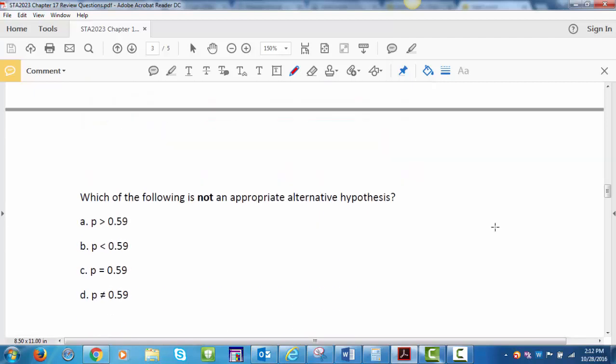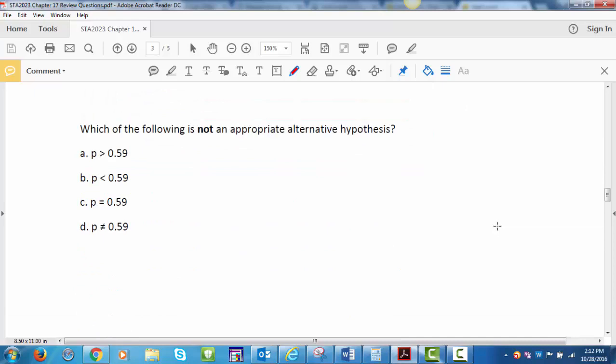Okay, let's take a look at some problems that you might see in your homework. Which of the following is not an appropriate alternative hypothesis? Remember, an alternative is going to give a direction to the hypothesis. And remember, the null is always written in the form that we see here in C. So this is actually not the appropriate form for an alternative. The other three are appropriate.